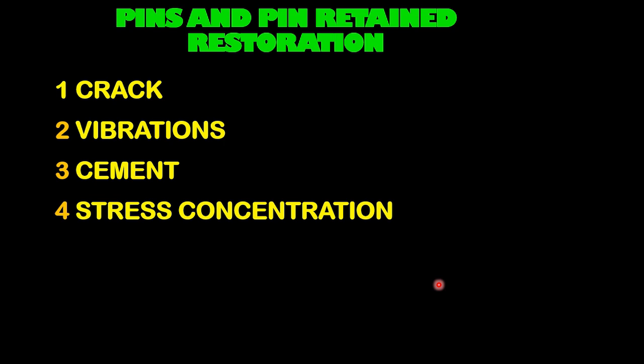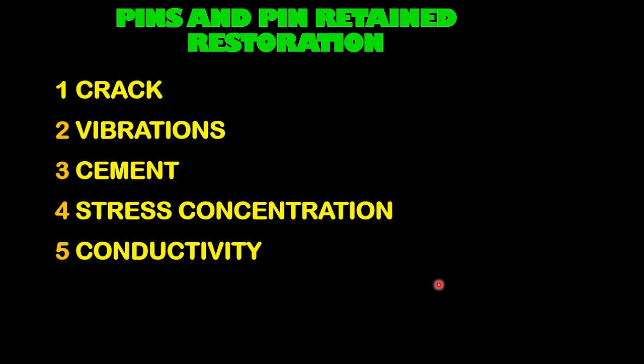The fourth factor is stress concentration. The stress can occur during function or during insertion of the pin within the tissue. So that stress can be detrimental for the pulp tissues. And the last factor is conductivity. Thermal and galvanic irritation can be transmitted through the pin to the underlying pulp tissue.